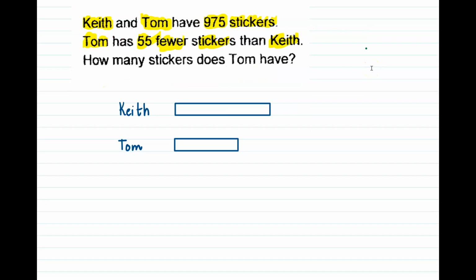See in the bar model that the bar model of Tom is shorter than the bar model of Keith. So how much shorter is it? We have been told that Tom has 55 fewer. So that means this part of the model is 55. So the difference between the two is 55. And we also know that the total is 975 stickers.